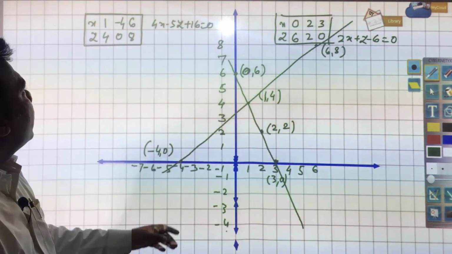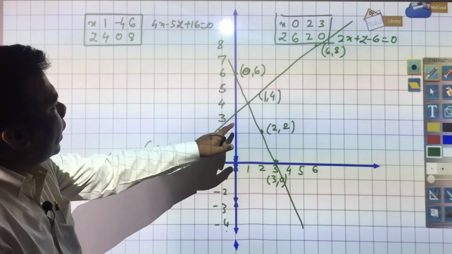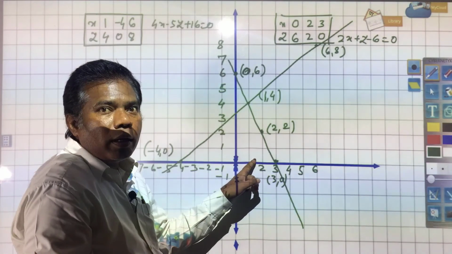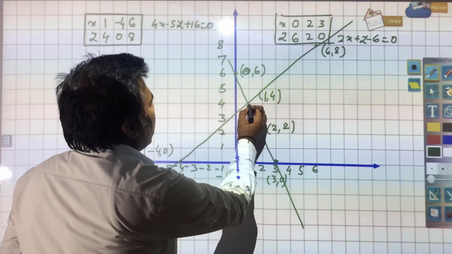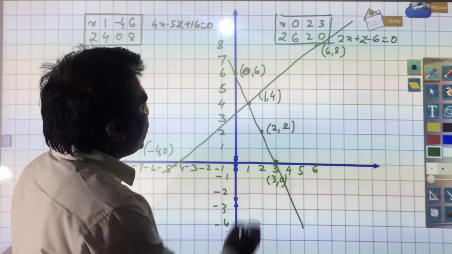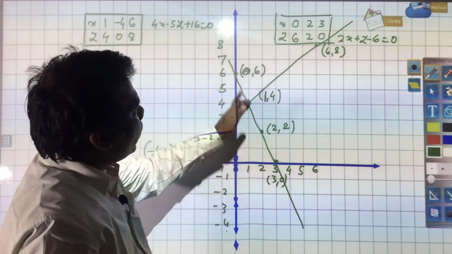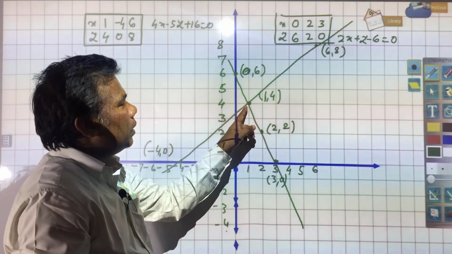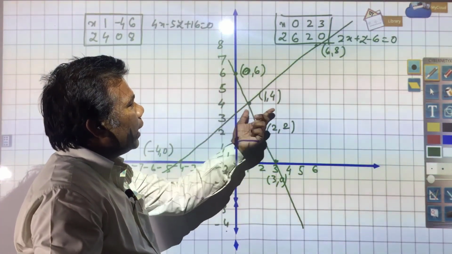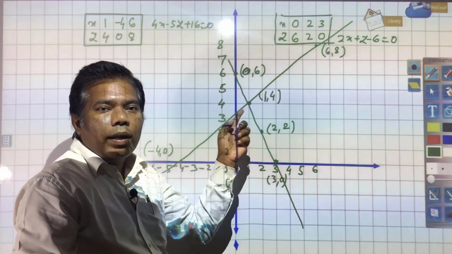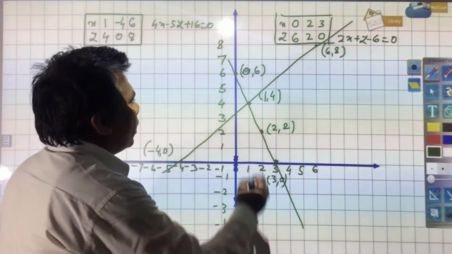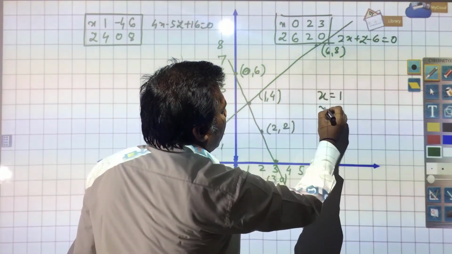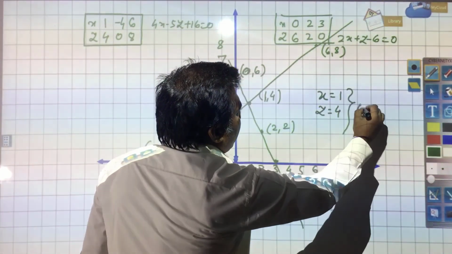Here you can see your intersecting point is here, and this point you have 1 and 4. This is your intersecting point 1 and 4. So, this should be the answer. Where two lines are intersecting at a point, what coordinates you have got at that point of intersection will be your alpha and beta or x and y. So, x is equal to 1 and y is equal to 4, and this will be your answer.